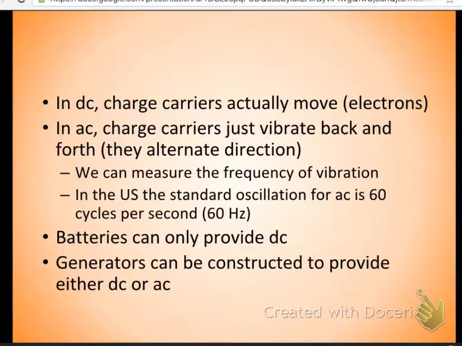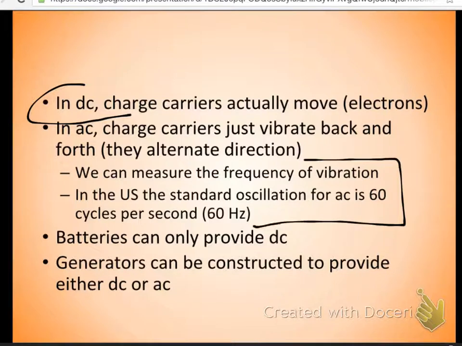So charge carriers actually move in DC. In AC, the charge carrier doesn't actually move. So the electrons don't really move. They just vibrate back and forth. And we measure the frequency of vibration.